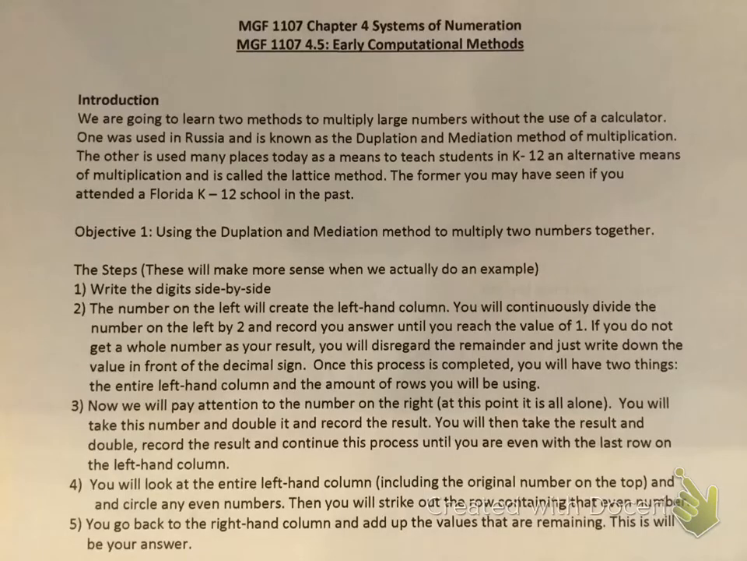Hi, welcome back. We are in section 4.5, which is the last section in chapter 4, called Early Computational Methods. We're going to be looking at two methods to multiply large numbers without the use of a calculator. By the way, when you take the test in person, you will be allowed to use a calculator. However, for these two methods, you're going to have to show all of your work. So with that being said, you have to know how to do them.